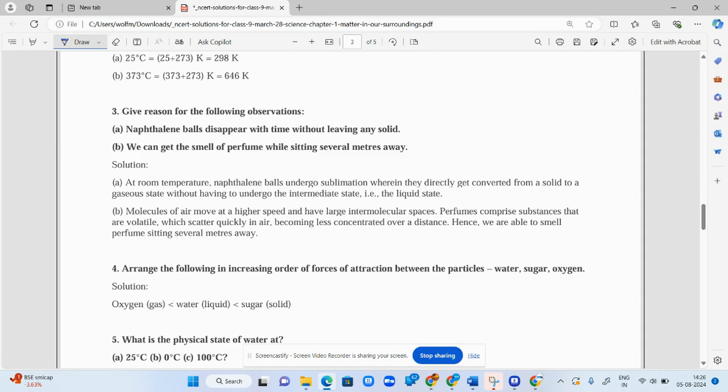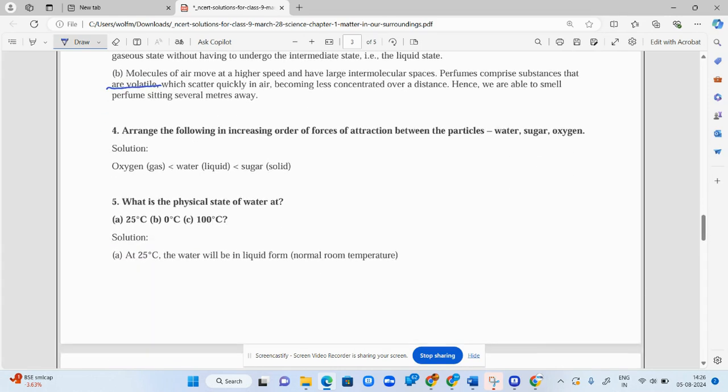So we can get the smell of perfume while sitting several meters away. What is the reason here? Molecules of air move at higher speed and have large intermolecular spaces. So perfumes comprise substances that are volatile. Here there is no temperature change at all. You can ask me, ma'am, you told me an increase in temperature increases the kinetic energy of the particles. We learned that with hot sizzling food the smell will reach far away. But then what happens here? Because perfume contains a volatile substance which scatters quickly in air. That is the nature of a volatile substance. Hence, we are able to smell perfume sitting several meters away.